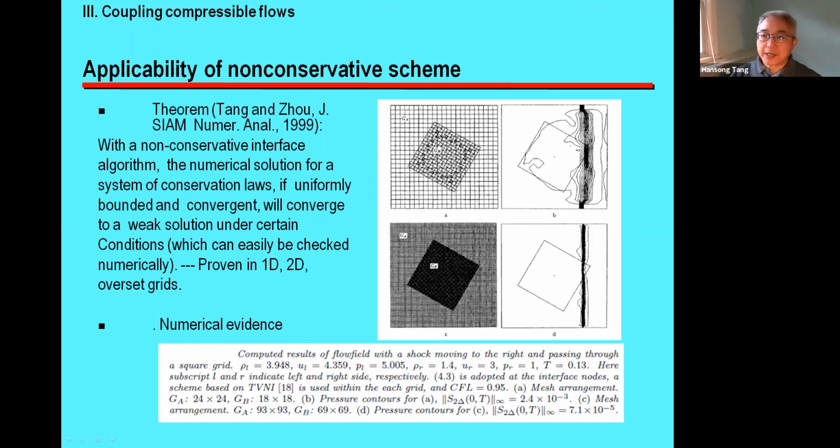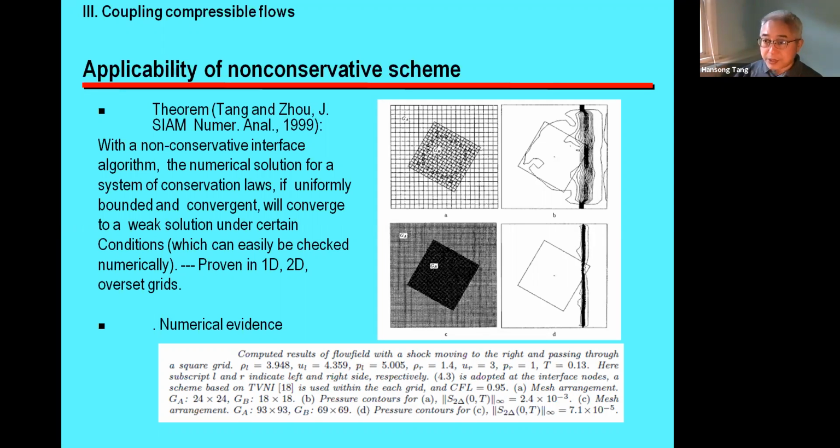So we proved this a long time ago. A non-conservative scheme is good as long as it satisfies certain conditions. Here is an example. There's a shock wave propagating towards the right, passing these grids. Here is the solution. As you increase the mesh resolution, the solution becomes even better. So this is just evidence showing it works. This part is what I wanted to talk about, the compressible flow.